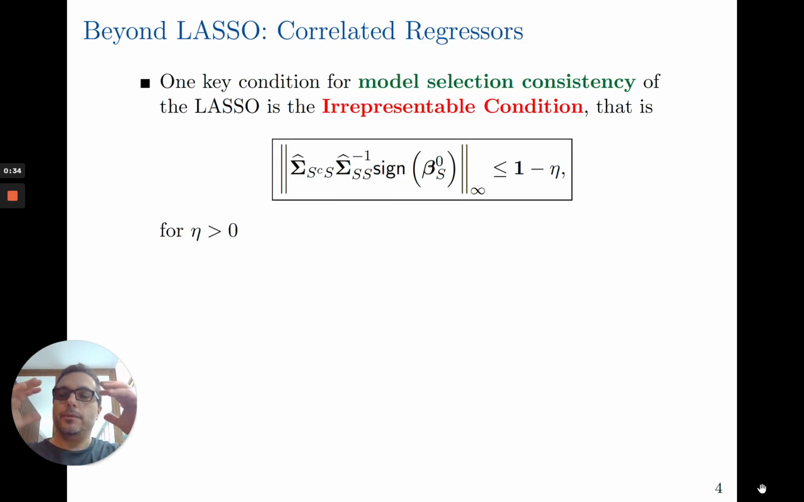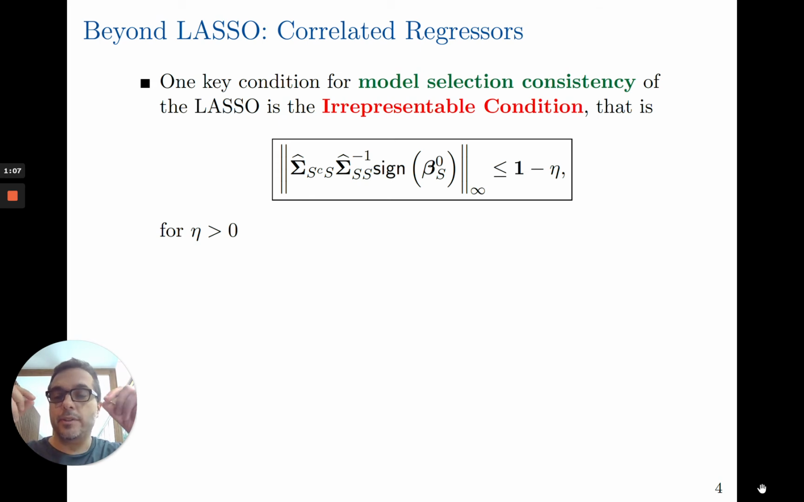Okay, so what's the motivation to go beyond lasso? I think the first motivation is related to model selection consistency. What we saw in block 2 is that we need a very strong condition in order to have model selection consistency for the lasso, and this is the irrepresentable condition. Basically, we say that the correlation between variables that are irrelevant and variables that are relevant must be very small.